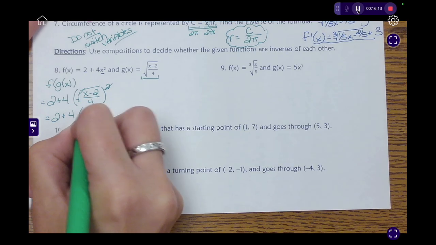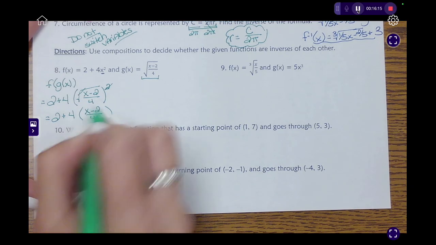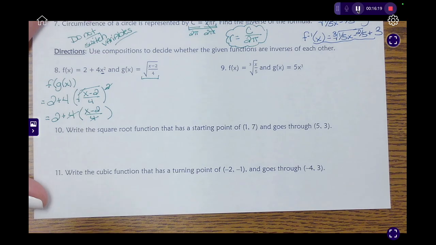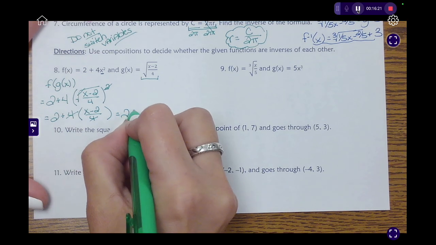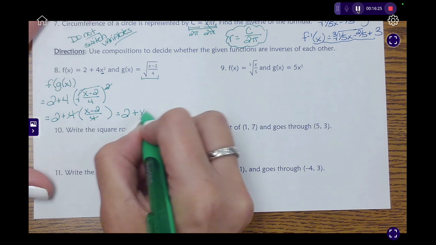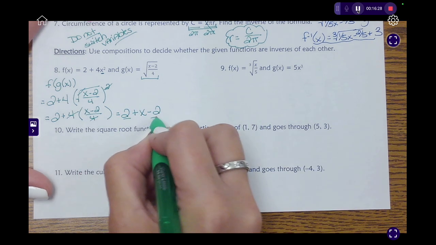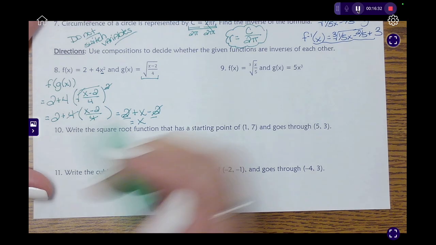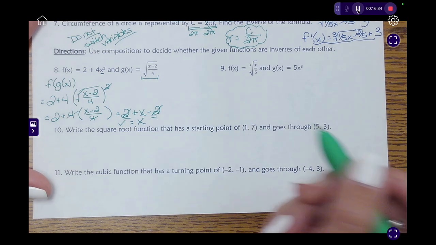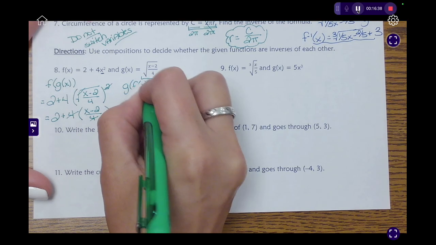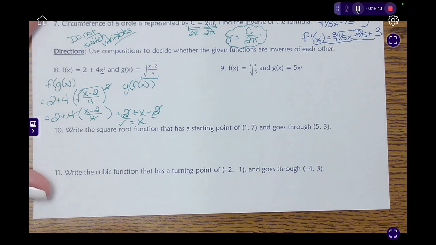So that's just going to leave me with the x minus 2 over 4 in the parentheses. And then right here, 4's will cancel out. So that leaves me with 2 on the outside plus, and then I have the x minus 2. And then here, these 2's cancel out. So I am left with x there. So that works for the first one. Don't forget, you have to go back and find g of f of x. So you do have to do both of those compositions.